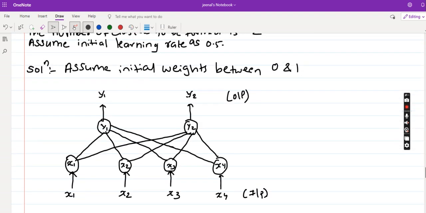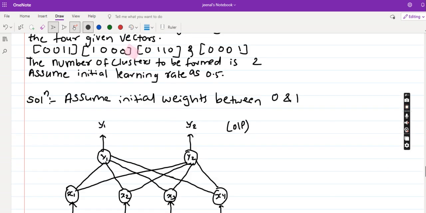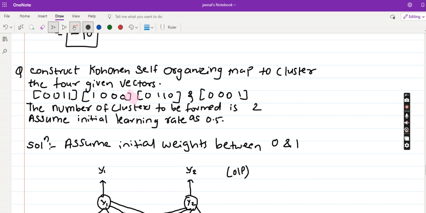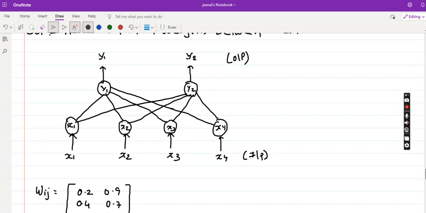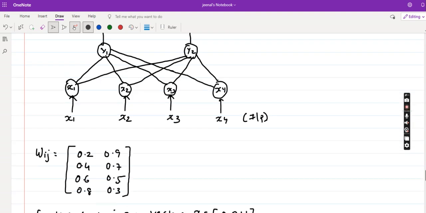So the structure of the self-organizing map is something like this. Since we have 4 inputs in a single pattern, every pattern has 4 values, 4 digits, so we have 4 input neurons. We have 2 clusters that are required to be formed, so there will be 2 output neurons, Y1 and Y2. So this is the pattern.